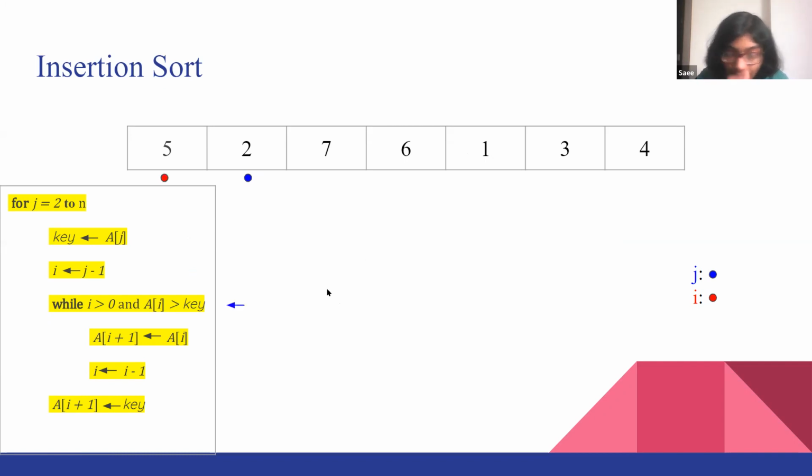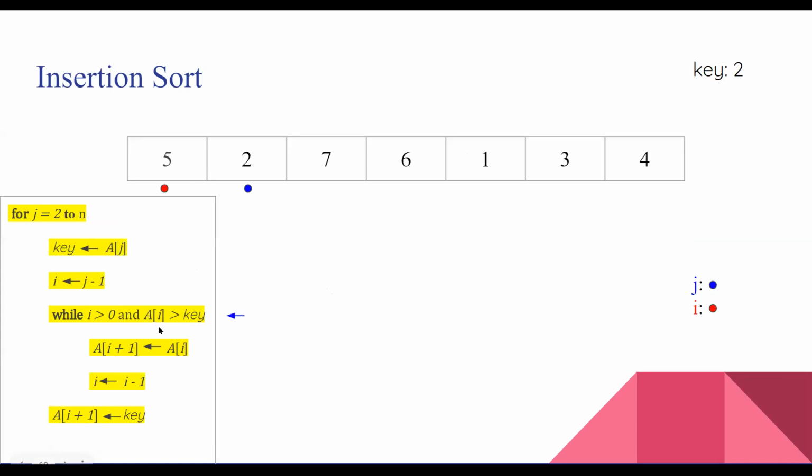Okay. So is A[i] greater than key? What is A[i]? 5. And is 5 greater than 2? Yes, it is, which means that this is not ordered in the way we want it to be.